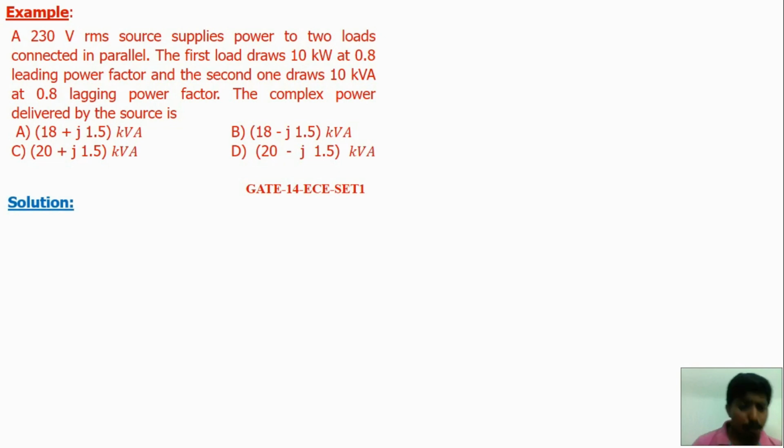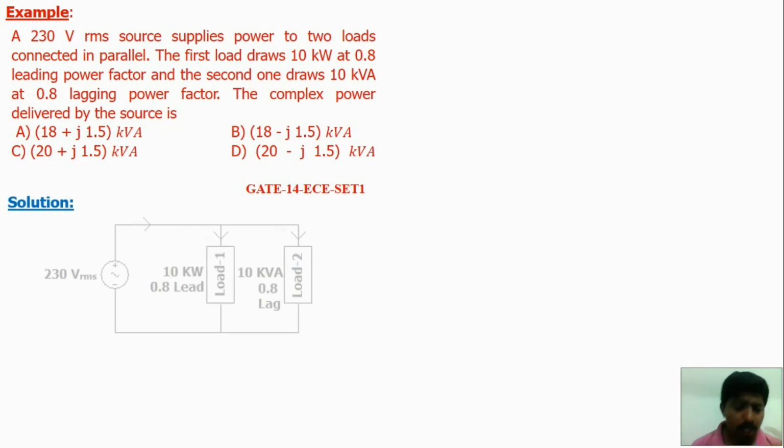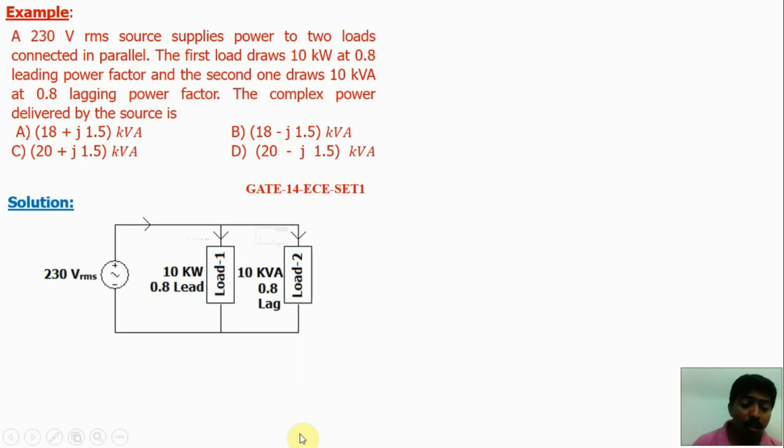So, from the observation, we can draw the circuit. Here, two loads are connected in parallel. Okay. 230 volt RMS source is connected in parallel with the loads. Load 1 draws 10 kilowatt at 0.8 leading power factor. Load 2 draws 10 kVA at 0.8 lagging power factor. But our objective is to find the complex power delivered by the source.